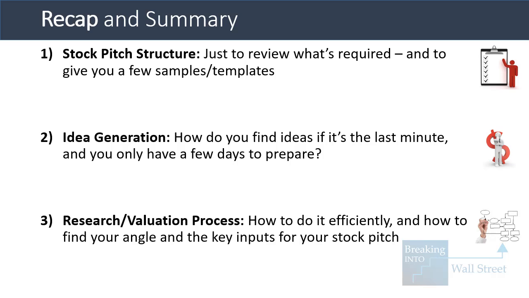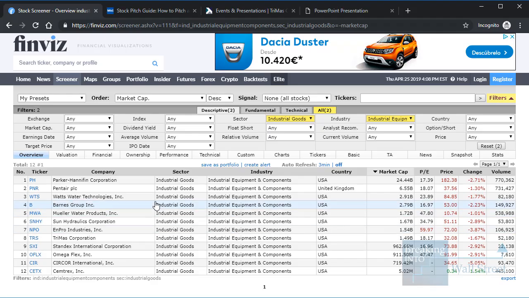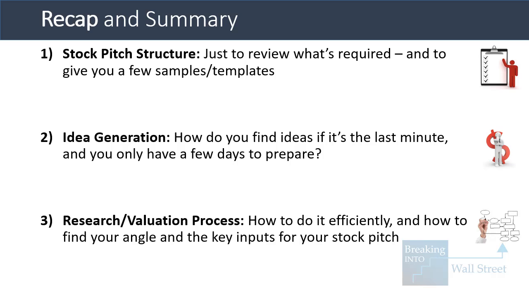And then finally, for the research and valuation process, get the company's annual and interim reports, a few recent press releases. Start building a simple DCF and valuation analysis using the peer company data that you found before on sites like FinViz, and use a very simple template, and then go out and try to speak with people in real life if you can and incorporate some of those views into your analysis.